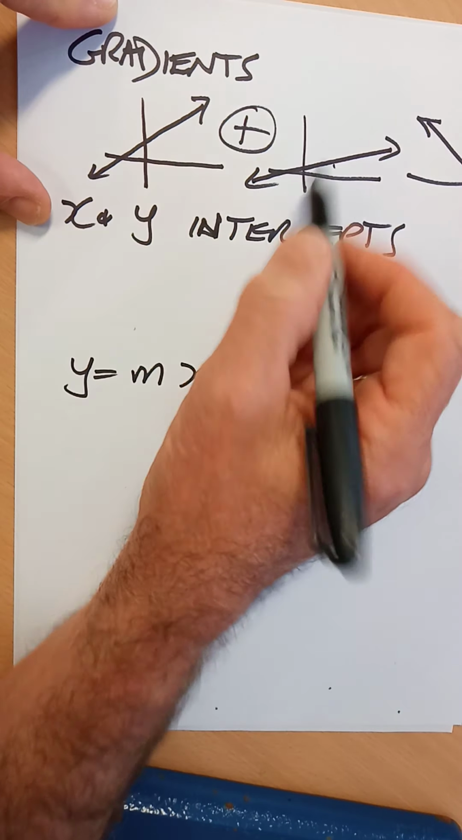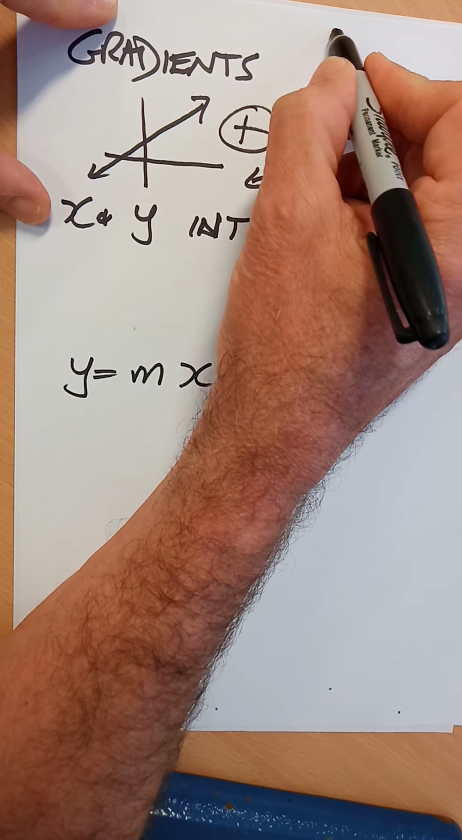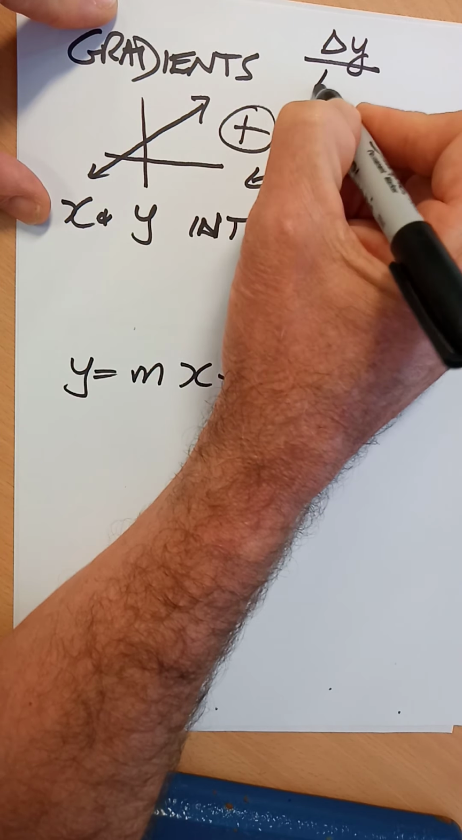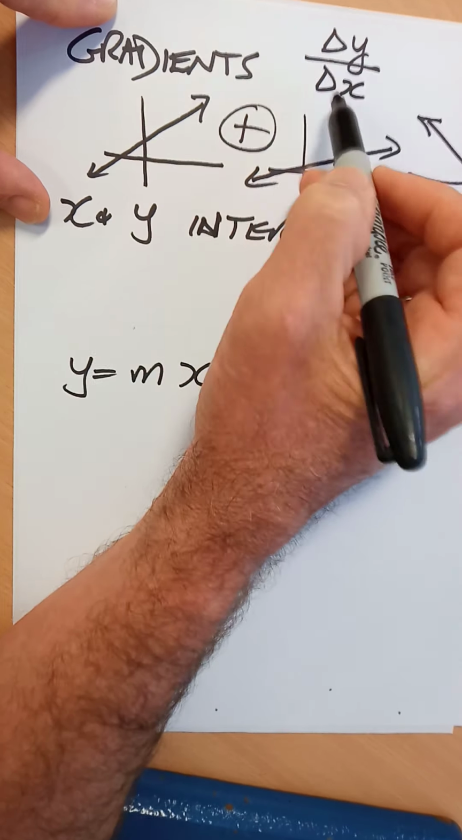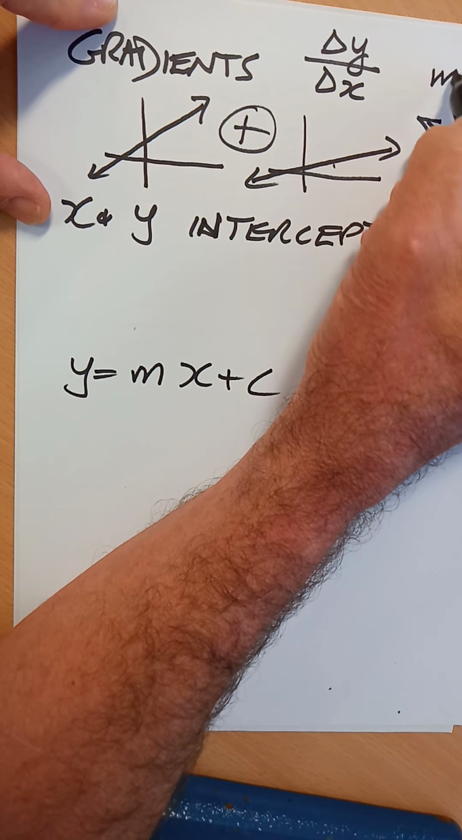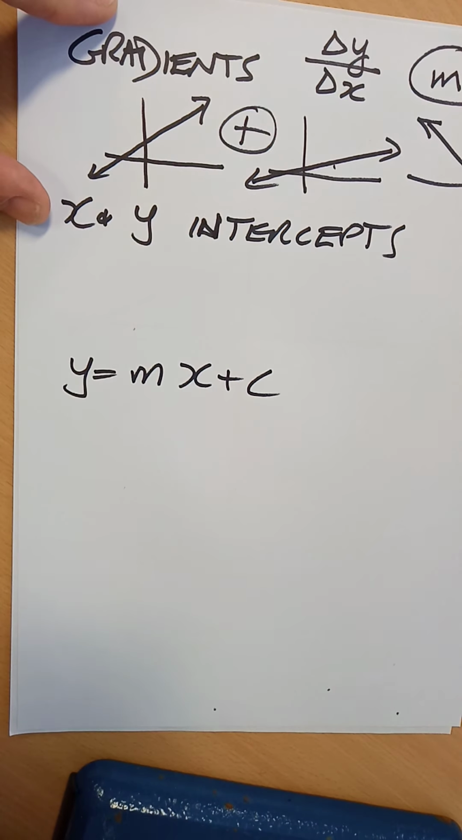Now, gradients are normally found by finding the change in y values over the change in x values. Those little symbols just mean the change. And the gradient is sometimes called m.